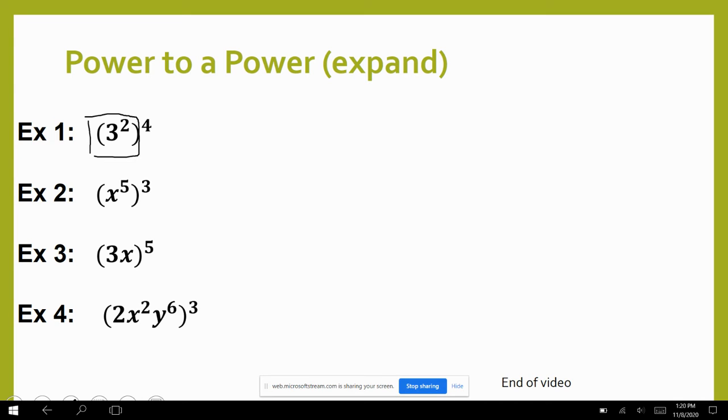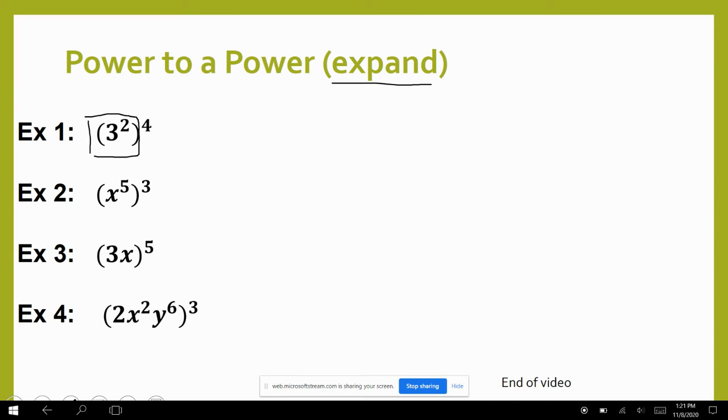Now, in this case, because 3 squared is an integer, the easiest way to approach this would just be to do 3 squared, which is 9, and then raise that to the fourth power. But for the point of this example, and to show you how this works with variables and numeric values, I'm going to show you how we would expand this.